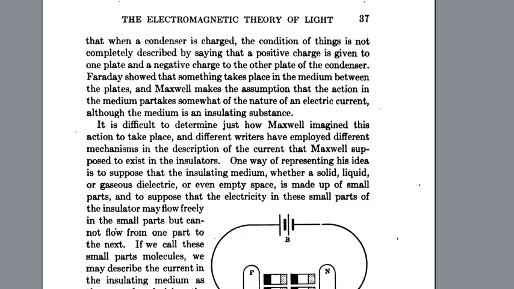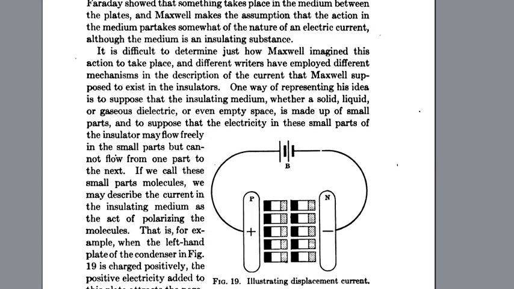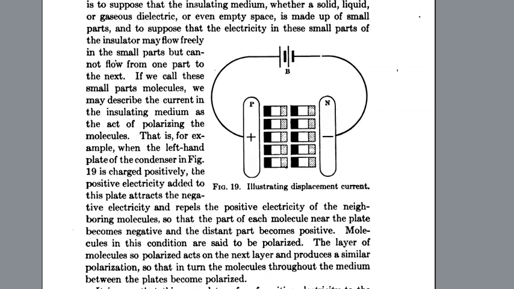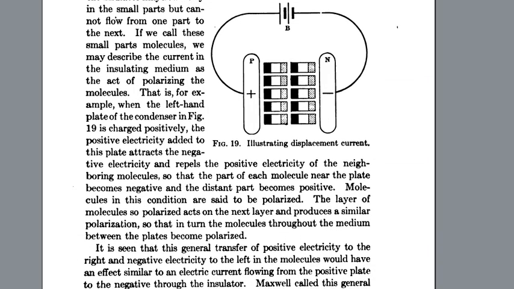It is difficult to determine just how Maxwell imagined this action to take place, and different writers have employed different mechanisms in the description of the current that Maxwell supposed to exist in the insulators. One way of representing his idea is to suppose that the insulating medium, whether a solid, liquid, or gaseous dielectric, or even empty space, is made up of small parts, and to suppose that the electricity in these small parts of the insulator may flow freely in the small parts but cannot flow from one part to the next.